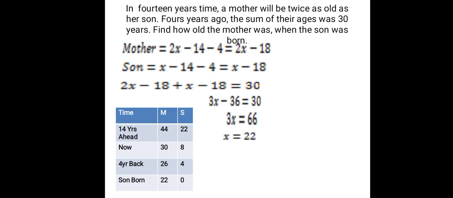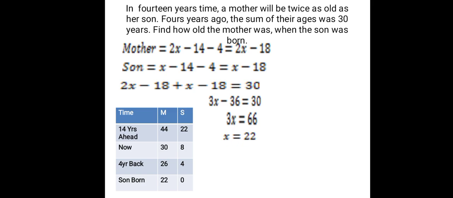Similarly, we shall do it for the son. Subtract 14 years, then subtract 4 years to bring everything to the current, so that we have x minus 18. So if we add 2x minus 18 and x minus 18, we get that their ages sum to 30. Now solve for x. We solve and we get x is 22.